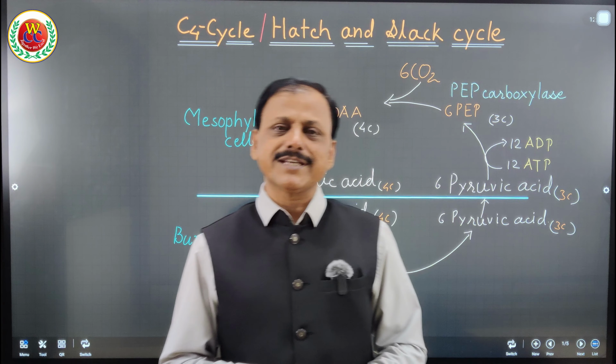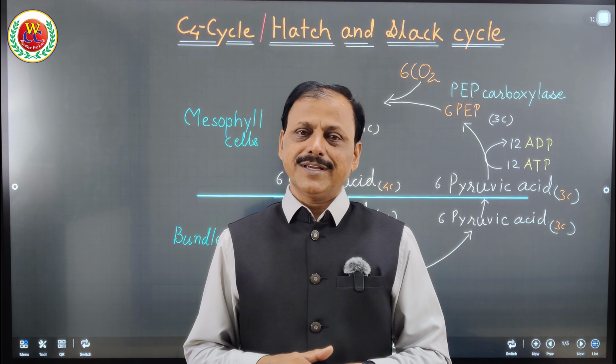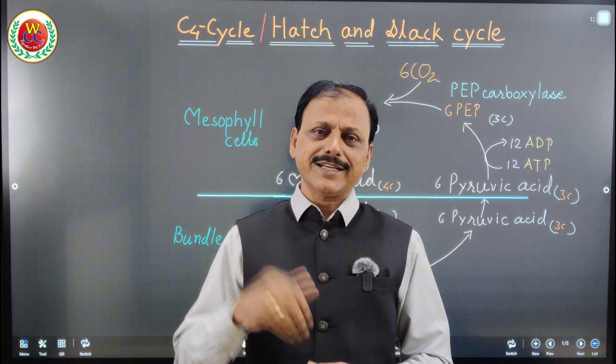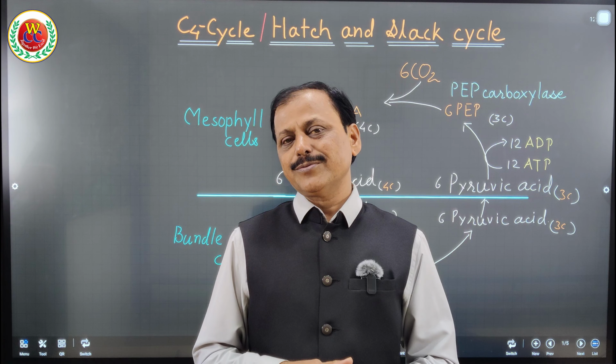We learned about the Calvin cycle, that is the C3 cycle. This is the C4 cycle. Now the question comes, why is the C4 cycle required? When the C3 cycle was there to produce glucose, then why is the C4 cycle required to produce glucose?